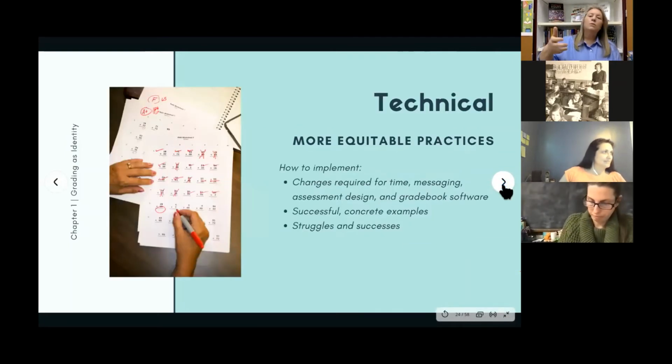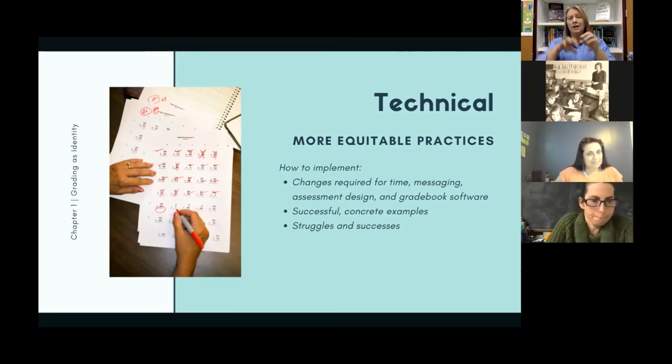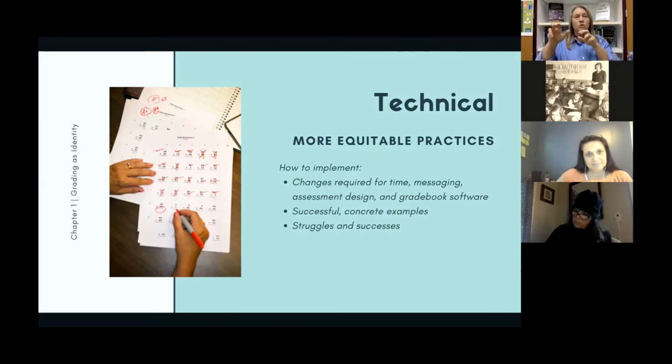So in the technical part, he will be sharing with us information that will teach us how we can implement changes required for time for grading, the messaging of grading, the assessment design, and using gradebook software. There will be some successful, concrete examples shared in the book, as well as struggles and successes. And I know that for myself, when I tried out some things in the books, I had some struggles and I reverted back to what I did. And then I tried it again and it felt better. So there's kind of a back and forth when teachers are working on changing these web of beliefs that we have about grading practices.